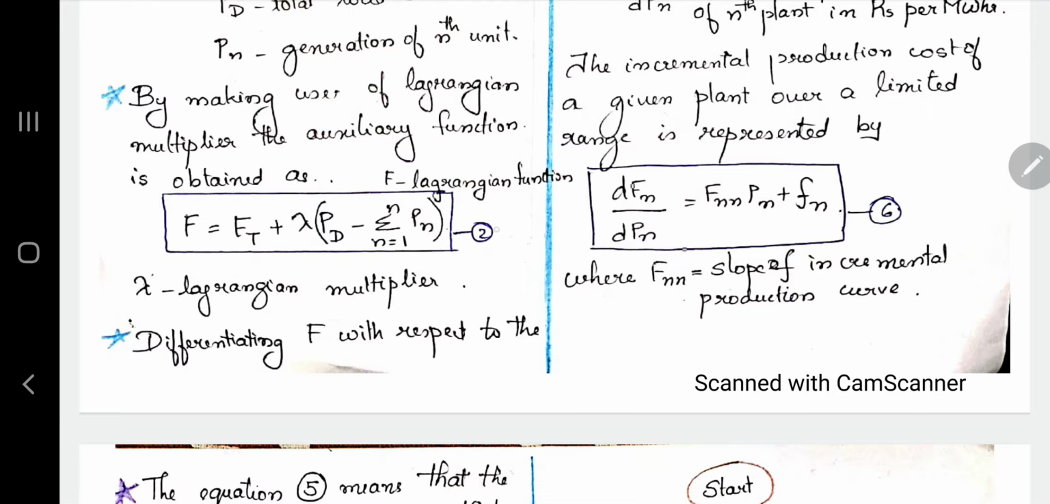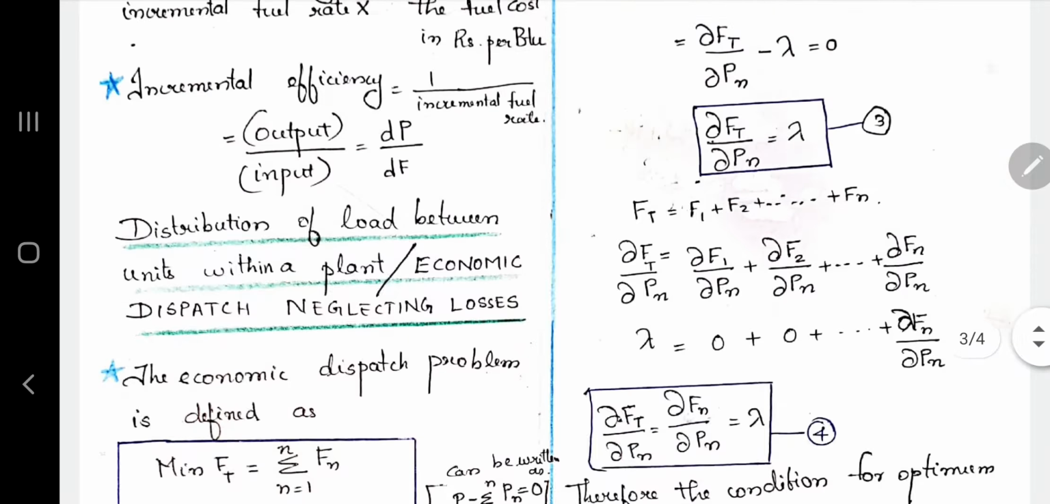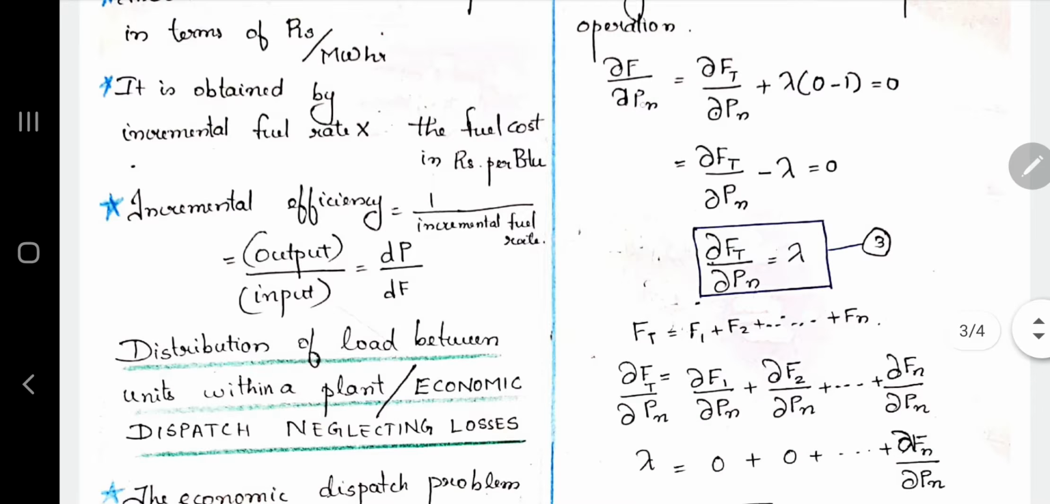Now, this equation 2 we are going to differentiate with respect to Pn, that is the generation of the nth unit. So we can write the equation as dou f by dou Pn is equal to dou Ft by dou Pn plus lambda into 0 minus 1. Why it is 0: dou PD by dou Pn, the load demand and the nth generation unit are independent variables, so the value will be 0 while differentiating, whereas when Pn is differentiated it will be equal to 1.